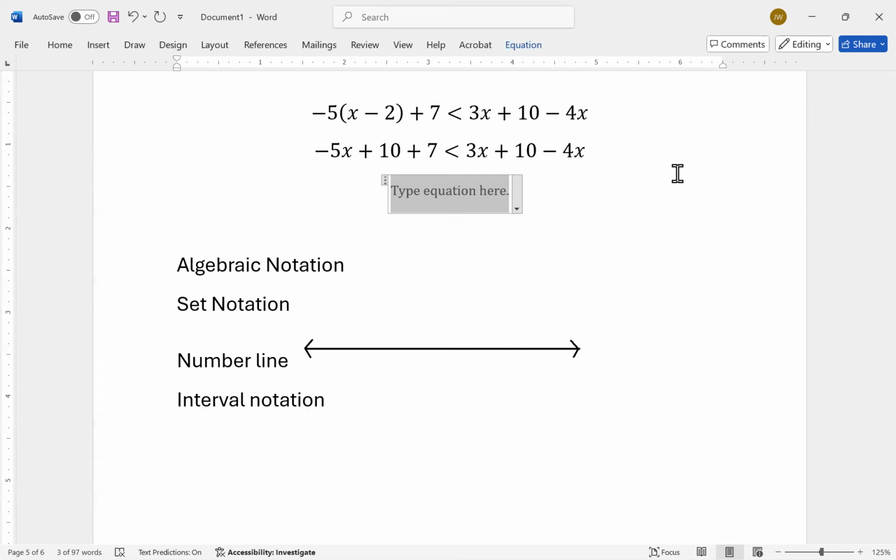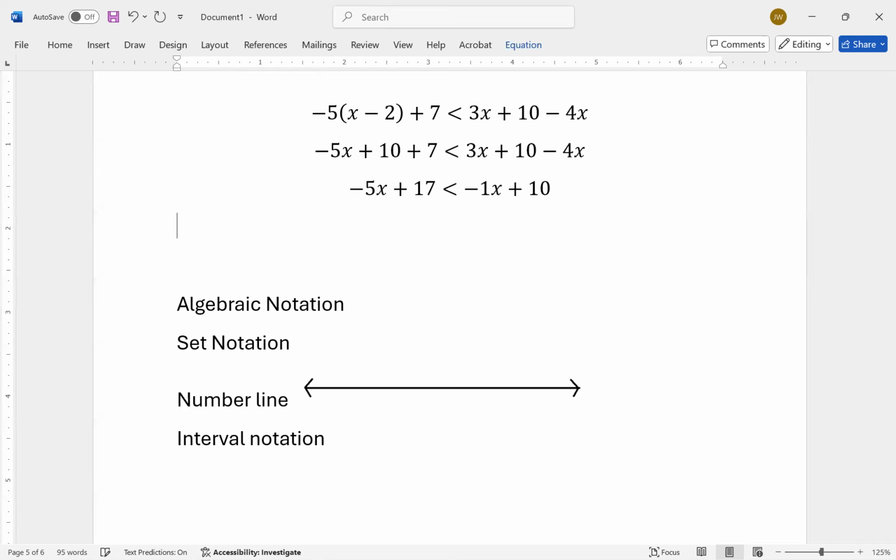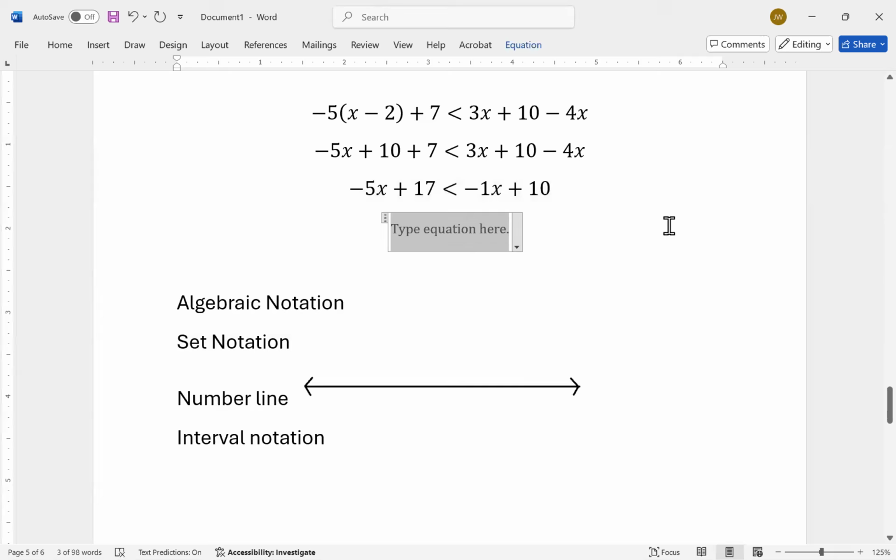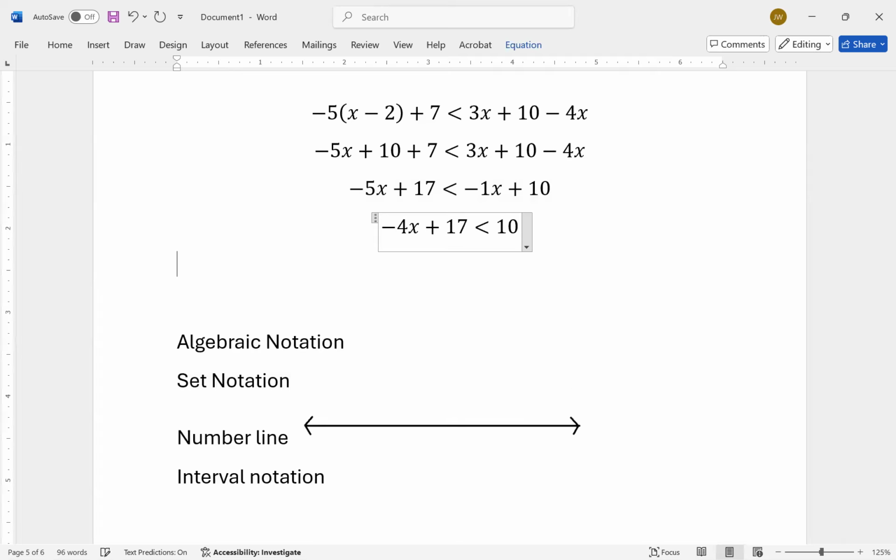Simplifying the left-hand side would give me -5x plus 17. And on the right-hand side, I would get -1x plus 10. I would subtract, or actually, let's do this. Let's add 1x to both sides first. When I do that, I'd get -4x plus 17 is less than 10. Then I'll subtract 17 from both sides, giving me -4x is less than 7.